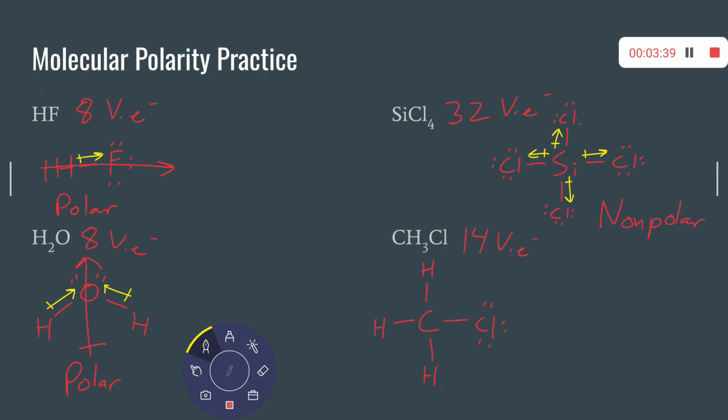Now I'm going to annotate my bonds. Between carbon and hydrogen, carbon is more electronegative. So I'm going to draw those arrows. But between carbon and chlorine, chlorine is more electronegative. So I'm going to draw that arrow.